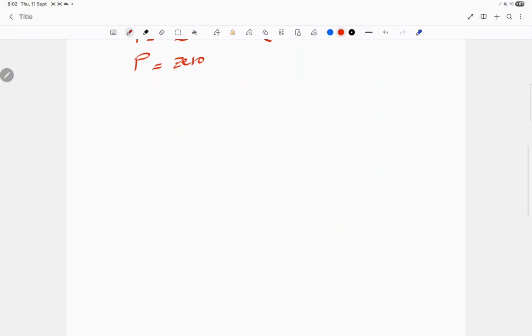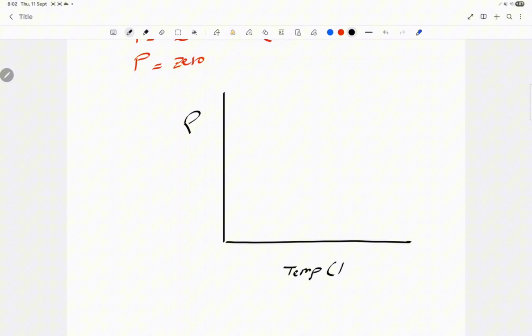So right now, if we were to plot on the y-axis pressure and on the x-axis temperature in Kelvin, then basically when we have a 0 Kelvin, we also have a 0 pressure, and they will be directly proportional to each other, which now can be represented by a straight line going up.